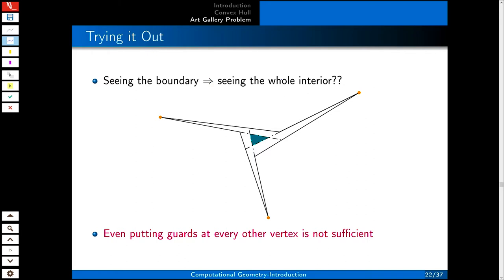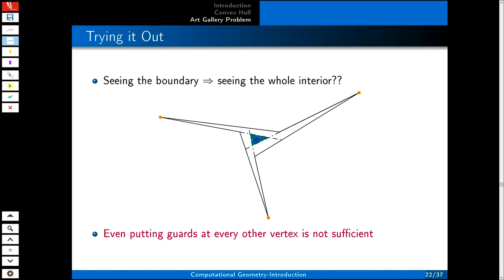The orange points are the guards. Does this orange point see the boundary of the polygon? Does the orange point see the whole of the polygon? This is not a hole. This is a whole polygon. Can an orange guard see a point inside this blue region? So intuitions can be wrong for this problem.